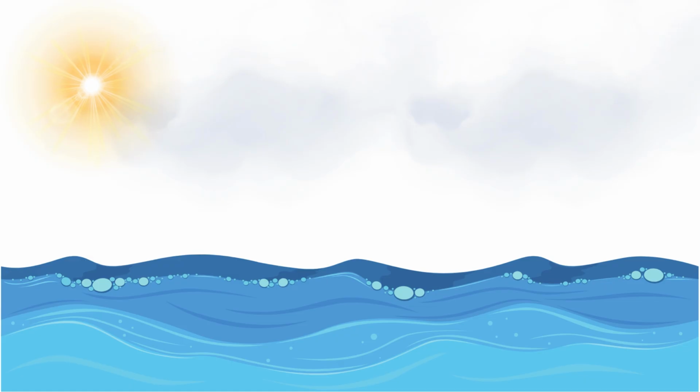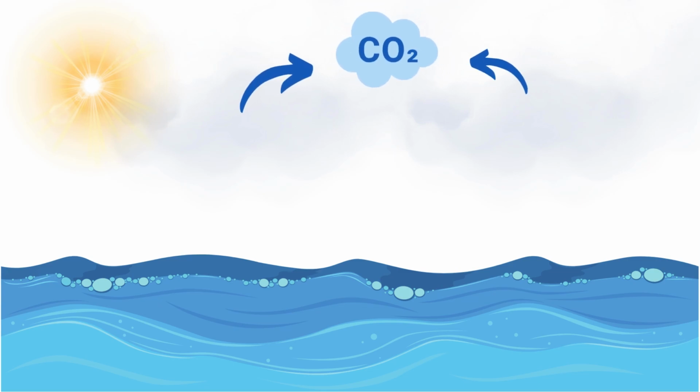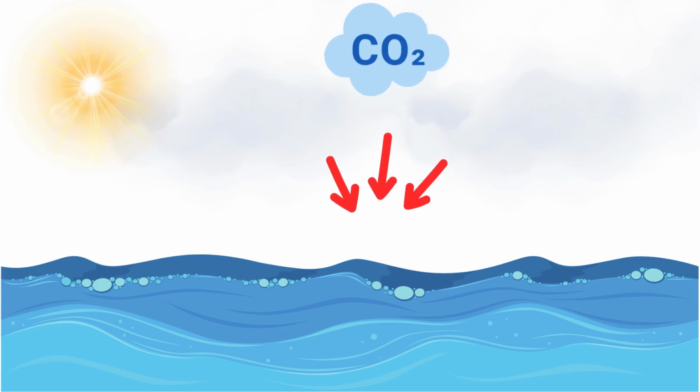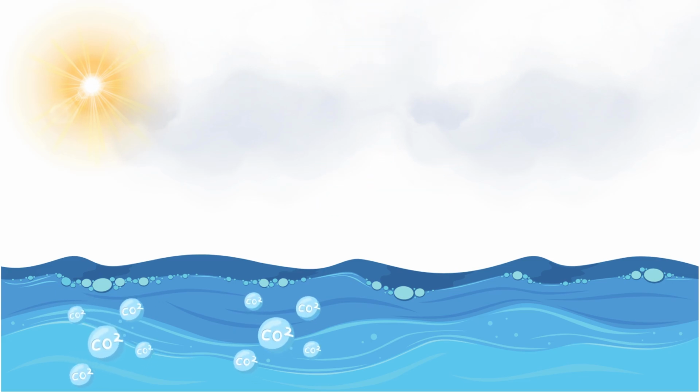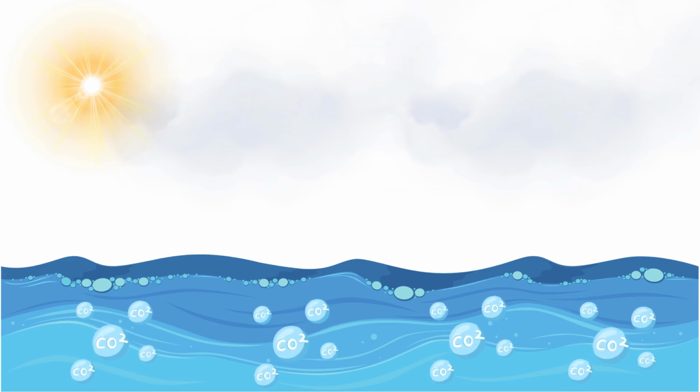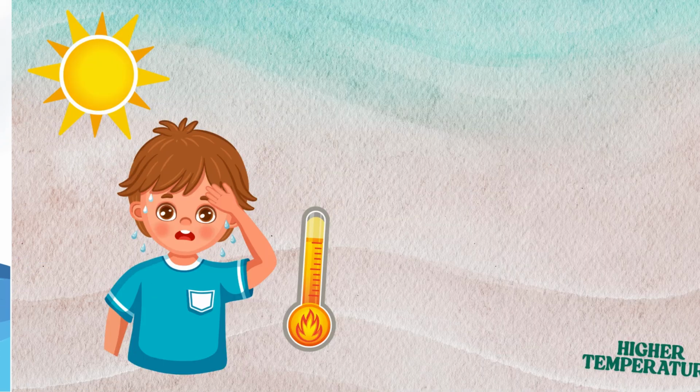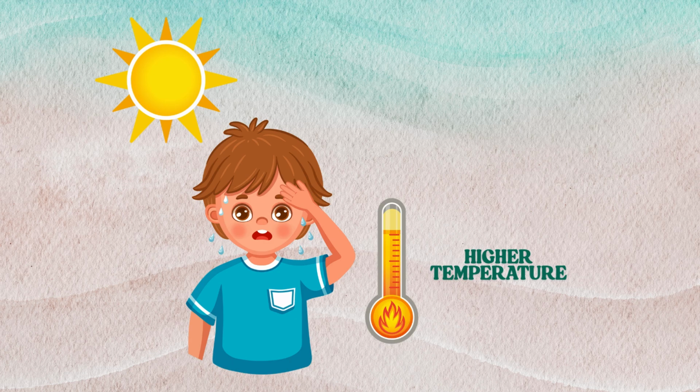Ocean acidification happens when excess carbon dioxide from the atmosphere dissolves into the ocean, forming carbonic acid. This lowers the seawater's pH, making it more acidic, which can harm marine life and disrupt ocean ecosystems. Global warming increases CO₂ in the air and means more CO₂ gets absorbed by the ocean, causing acidification.